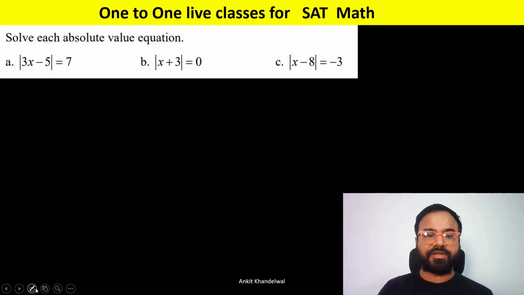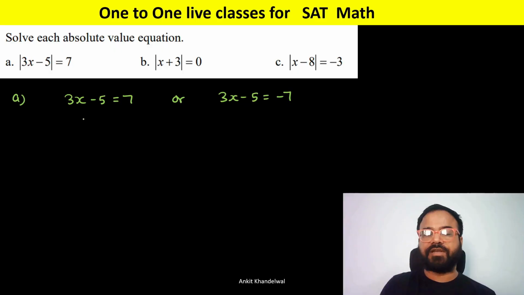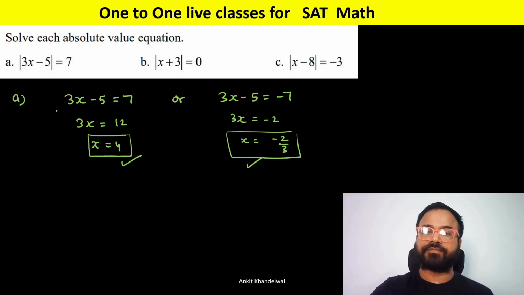Let's solve these particular absolute value equations. So directly the shortcut we are going to use. This is equal to 7. So we will open it with two cases, 3x minus 5 equal to 7 or 3x minus 5 equals minus 7. Once with 7 and once with minus 7. Solve this. 7 plus 5 is 12, x equals 4. Negative 7 plus 5 is negative 2, so x equals negative 2 by 3. So these are the two answers for this first equation.